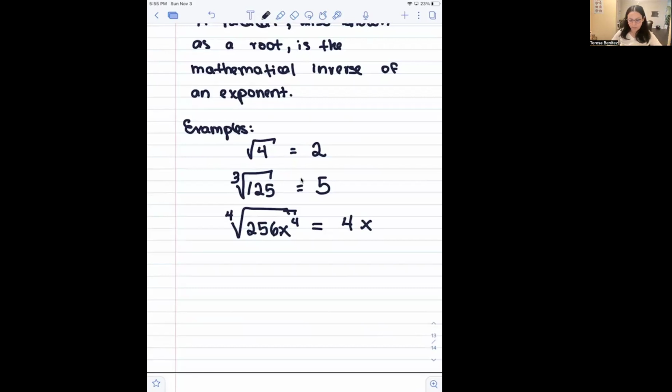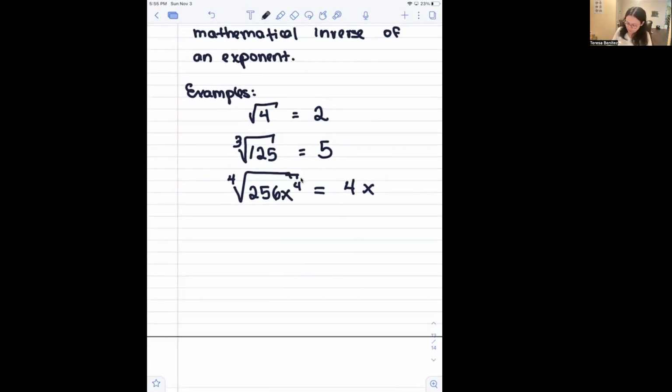Okay, so these are examples of radicals or of roots, and again, my notes are posted online if you prefer to take a look at that, but remember that you have to post some notes. So we're going to start with square roots.